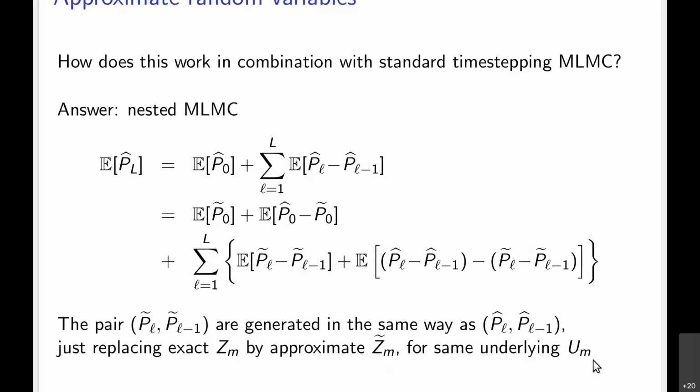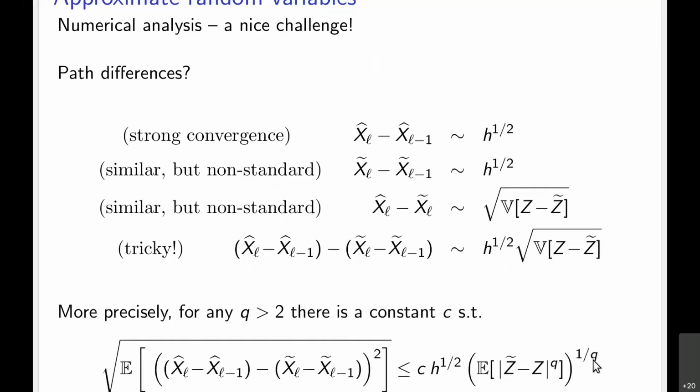Okay, so that's the idea. There's then all sorts of fun with the numerical analysis. So this was a nice challenge. What we find is, well, there's this classic result for using the true normals, the difference between the path approximations on levels L and L minus 1 scales like the time step to the 1/2 power.